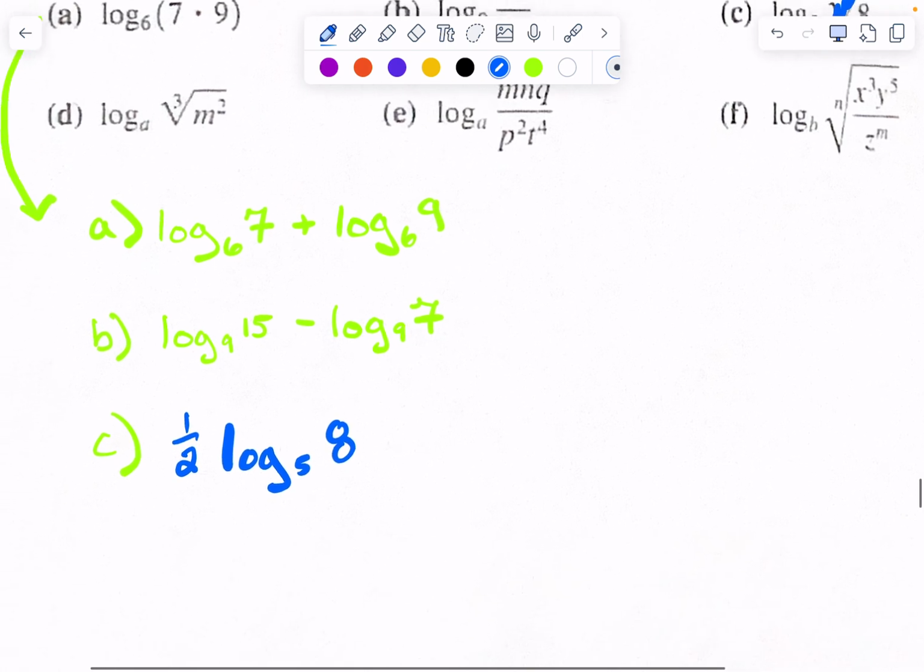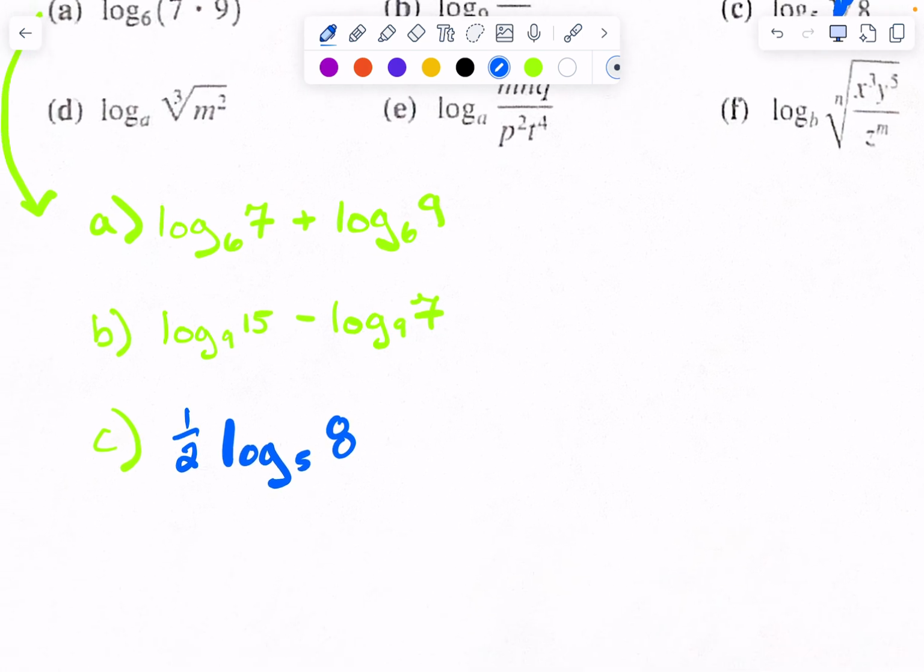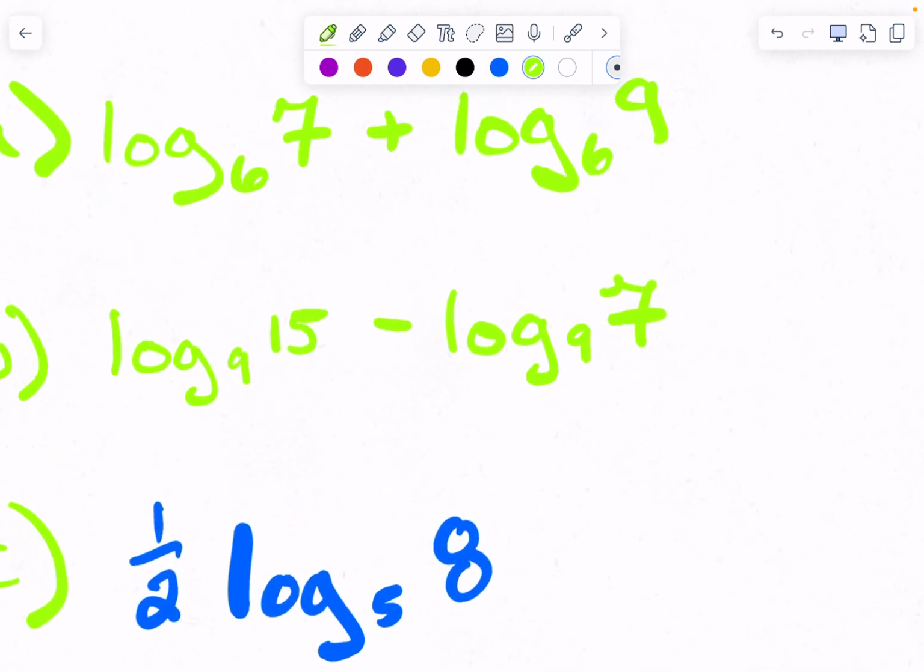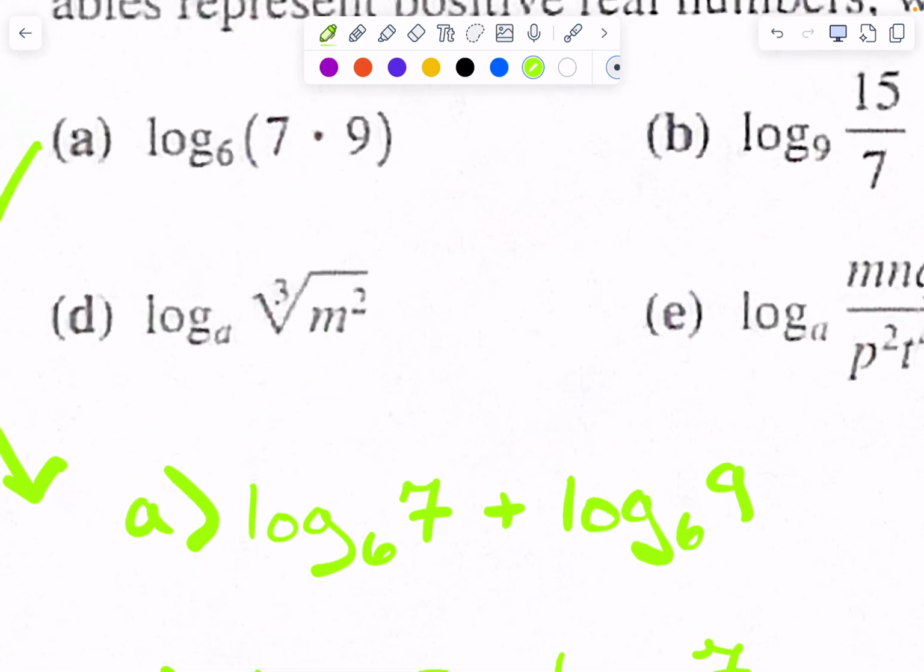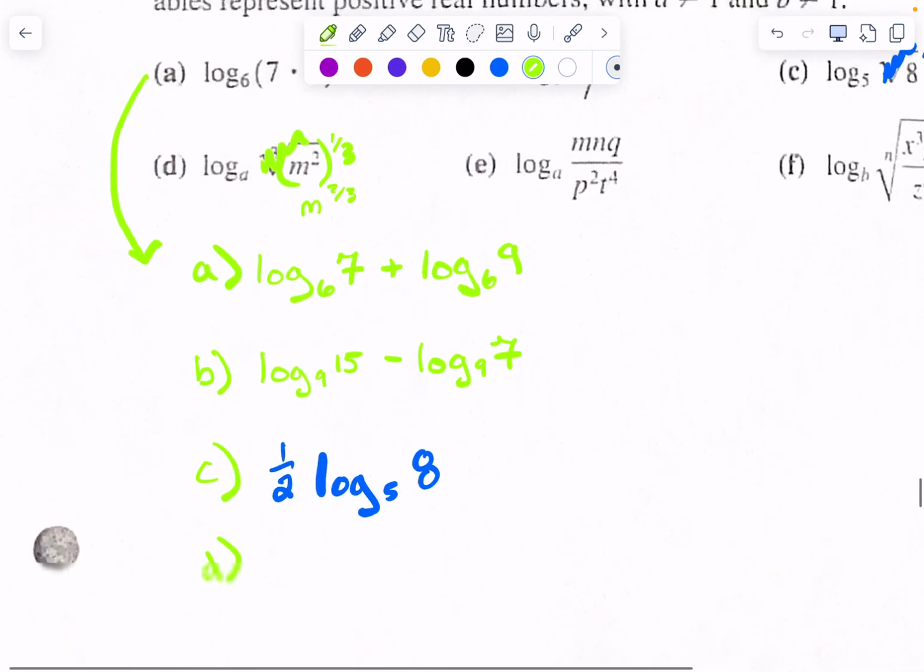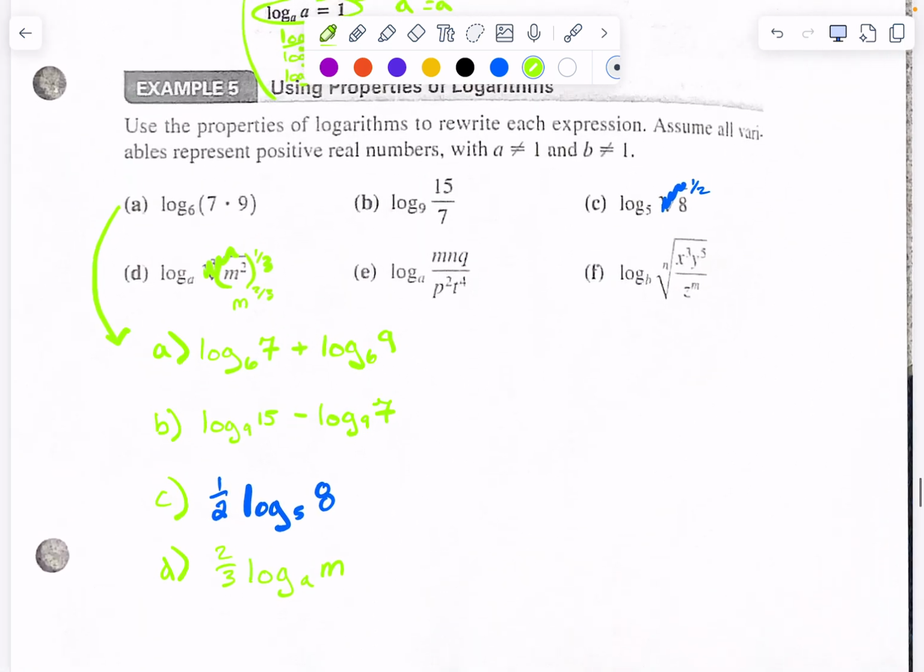Okay, interesting. D now. Let's fiddle with it a little bit. Can we move the 3 to the front? Kind of, but it already has a 2 there. So what does the cube root mean? This would be the 1/3 power, but there's already a 2 there. So this is like m to the 2/3 power. And then move that to the front. The 2/3 can come to the front. So 2/3 log base A of m. This one can come to the front as well. Holy moly. Log A.